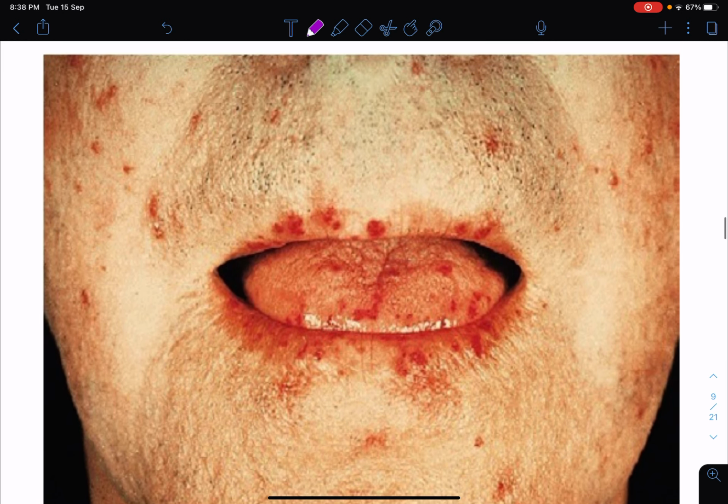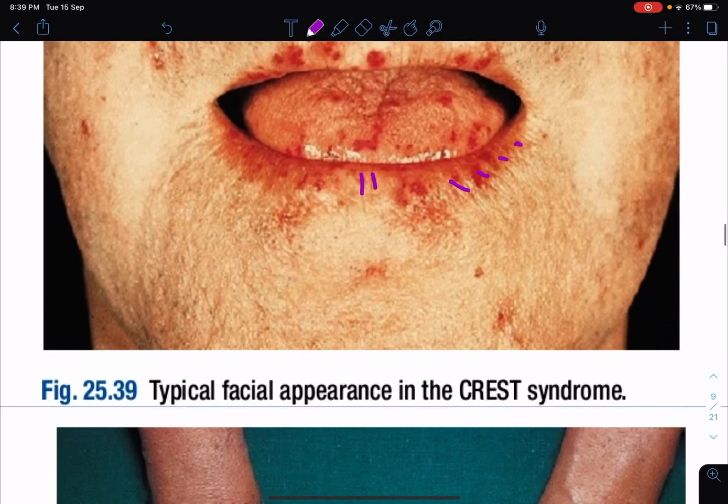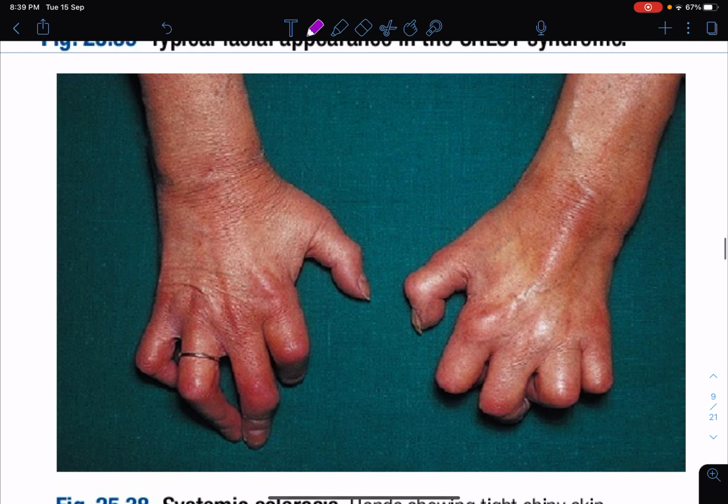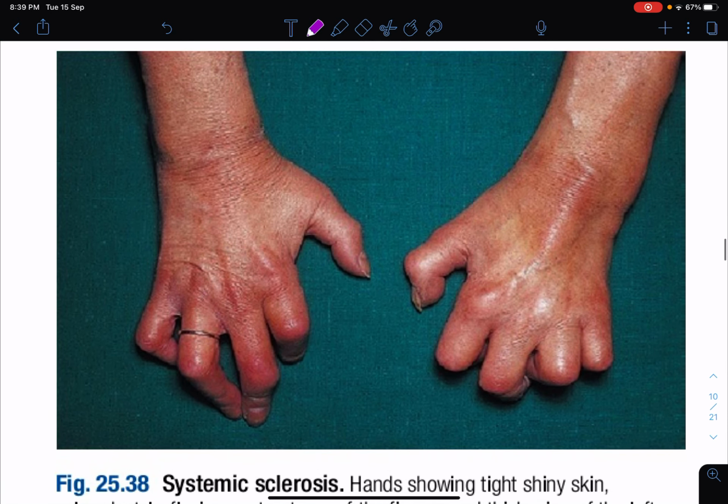Okay, as you can see in this picture, there are small radial furrowing surrounding the lips. There is microstomia, means patient is unable to fully open his or her mouth. Okay, and there will be pinched up nose also, which is not visible in this picture. Okay, this is the hands of a person having systemic sclerosis.